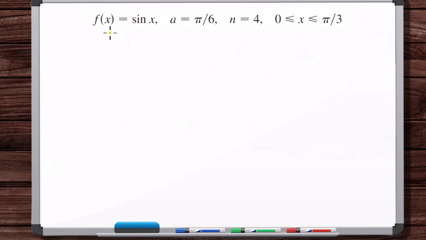Okay, now, looking at this, you see sine x, and you might think, well, we might have some zero terms here. When we went through the Maclaurin series of sine x, every other term was a zero term, but that's not going to end up being the case here because we're not centered at 0.